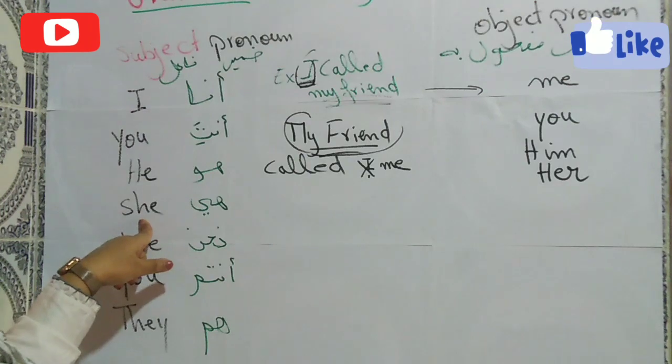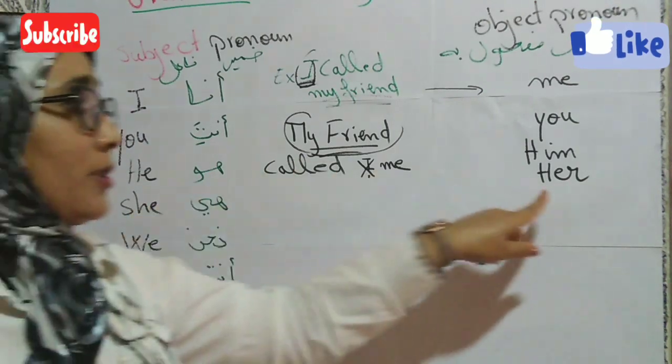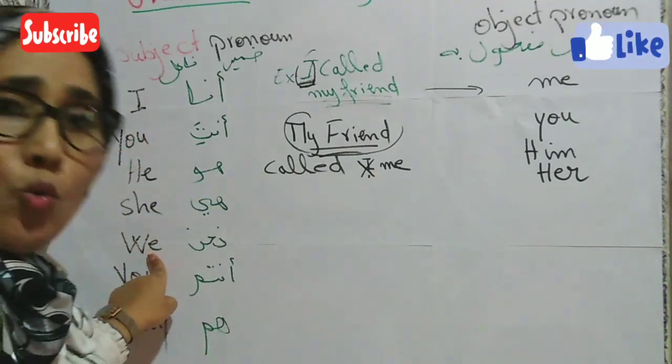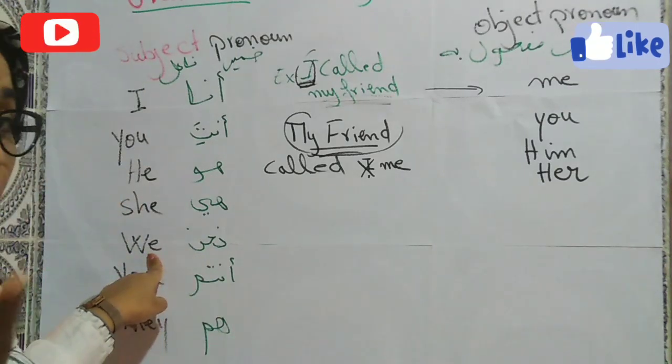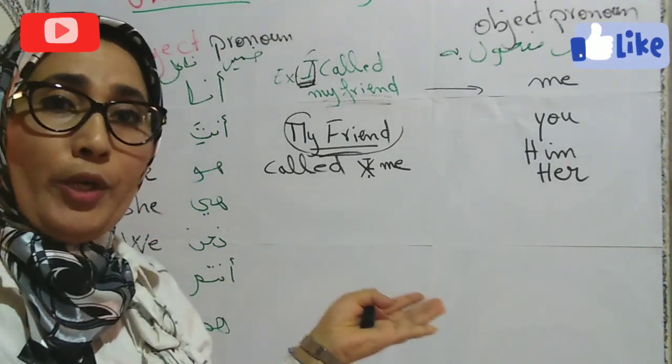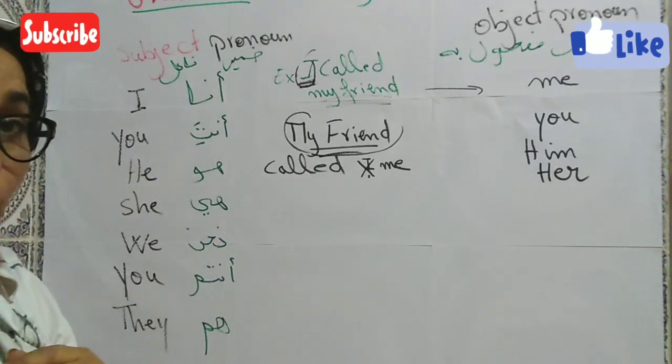So we say she becomes her. We move now to we. How can we change we to an object pronoun?